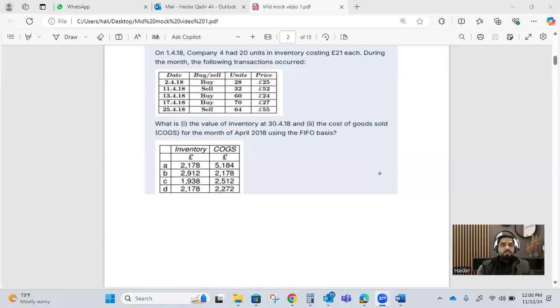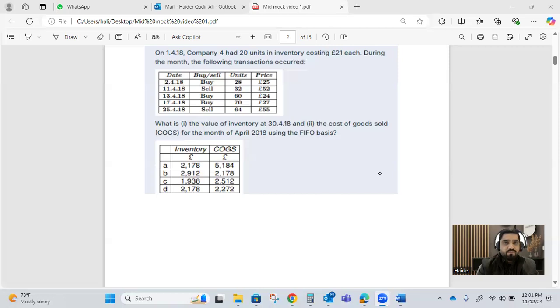On 1st April 2018, the company had 20 units in inventory costing £21 each. During the month, the following transactions occurred. So look at this data. They bought 28 units at the rate of 25 each, but on the next date, 11th of April, they sell. This type of question appears, so we will take the question statement first.